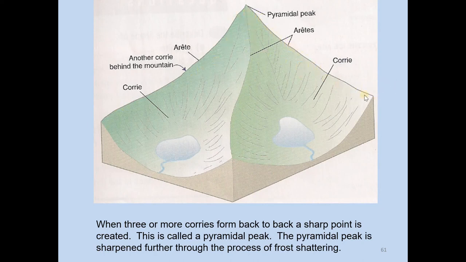Now, where you have three corries or more joining together, the aretes will lead up to a peak, and we call that a pyramidal peak. For obvious reasons, it looks like a pyramid. So where you get three or more corries forming back to back, a sharp point gets created, and this is called a pyramidal peak. And again, just like an arete, pyramidal peaks are further sharpened through the process of frost shattering. So a pyramidal peak is simply where three or more corries form back to back to create a sharp point where the aretes meet. That is a pyramidal peak.